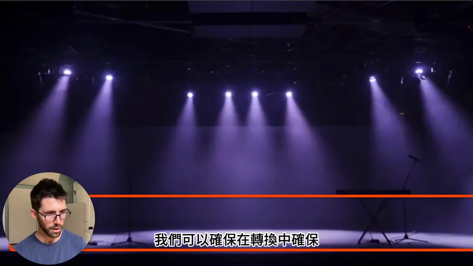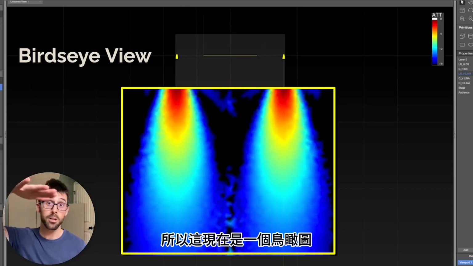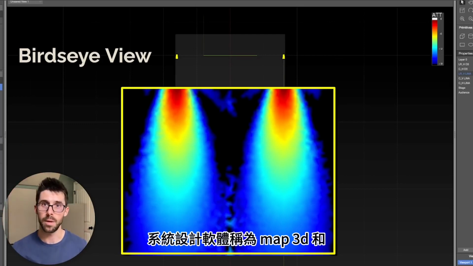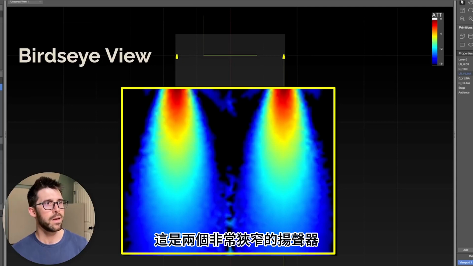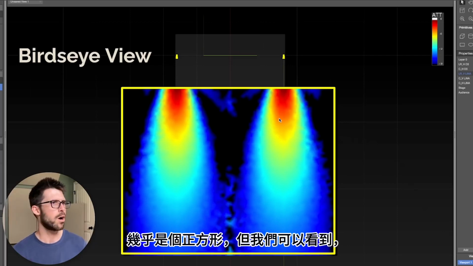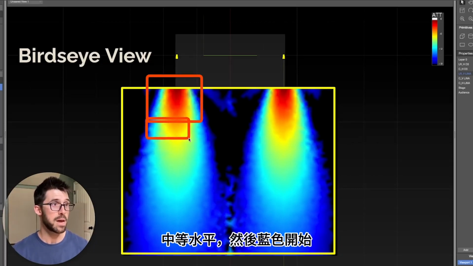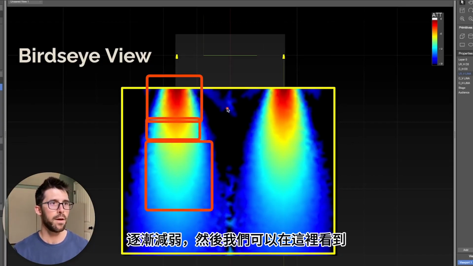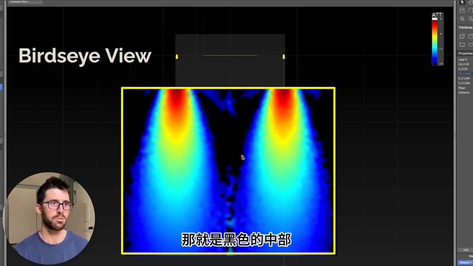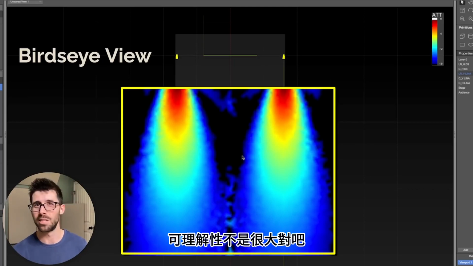How can we make sure, in transition, that we don't end up with something like this? So this is now a bird's eye view of a system design software called Map 3D. And these are 2 really narrow speakers. And this is the same audience that I showed you a little bit earlier. It's almost a square shape, but we can see here that the red means I have high level, and then yellow means medium level, and then blue starts to taper off. And then we can see here in the middle in the black, that's where the level starts to drop off a whole lot, which means low intelligibility.